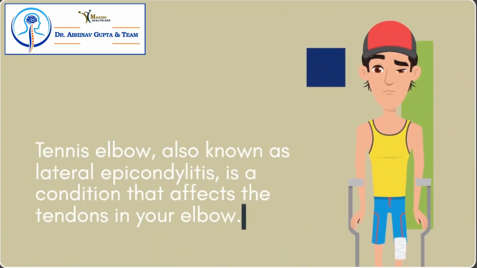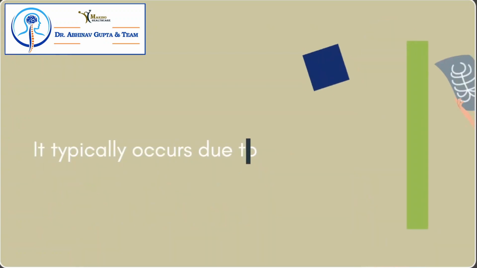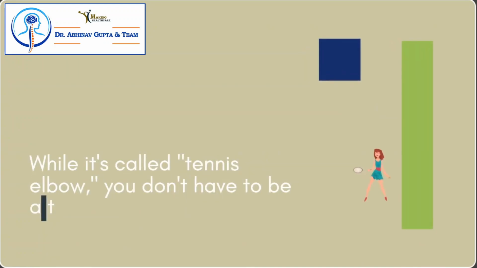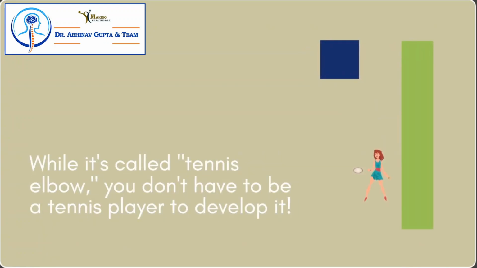Tennis elbow, also known as lateral epicondylitis, is a condition that affects the tendons in your elbow. It typically occurs due to repetitive motions or gripping activities that strain the tendons in your forearm. While it's called tennis elbow, you don't have to be a tennis player to develop it.